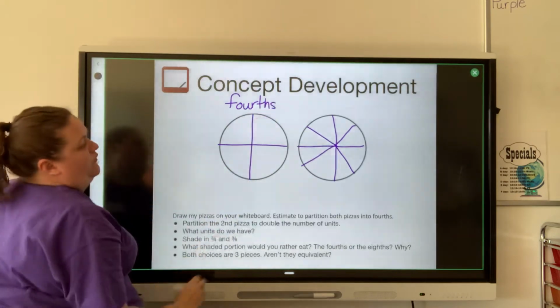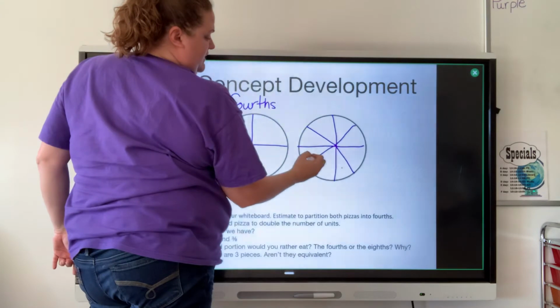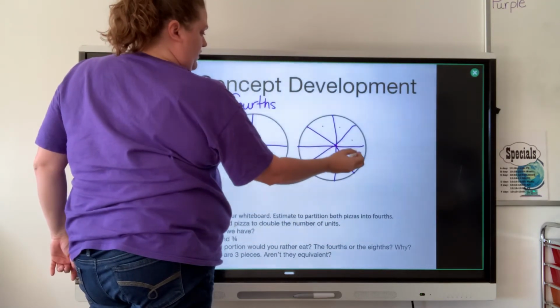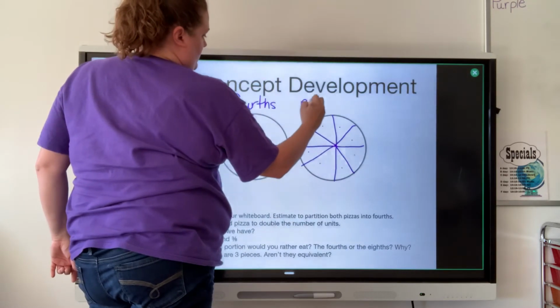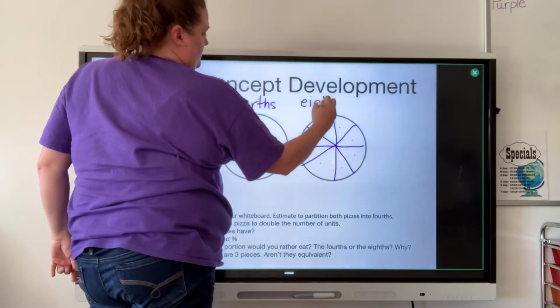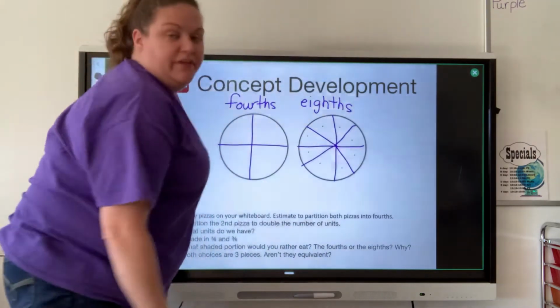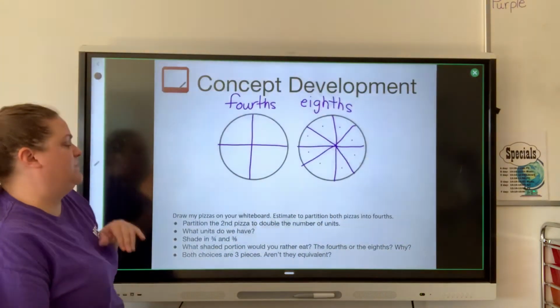And this one over here, we did into 1, 2, 3, 4, 5, 6, 7. Ooh, wait, hold on. 1, 2, 3, 4, 5, 6, 7, 8. Just want to make sure I had it right. 8ths. So we divided that into 8ths. So now we know what units we're dealing with.